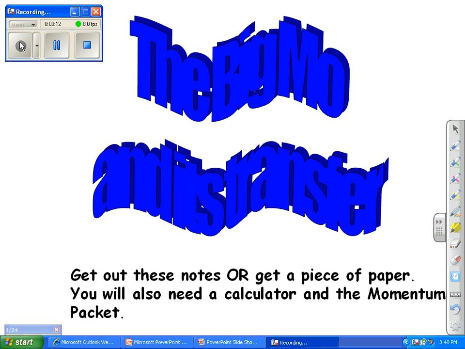But right now, you need to get out your momentum notes, which you could have printed off on the web, or you need to get out a piece of paper. Everyone has to have one or the other. You also need to have a calculator on your desk, and the substitute should be giving you the momentum packet. Make sure you get all that organized, and we can pause this until you're ready to get started, but then we're going to get started.